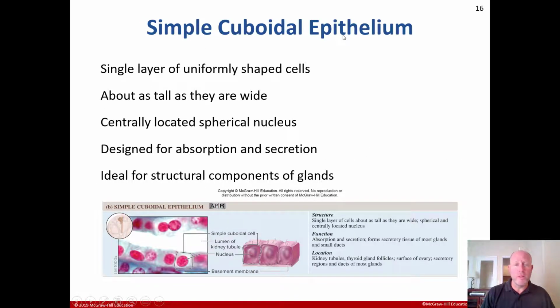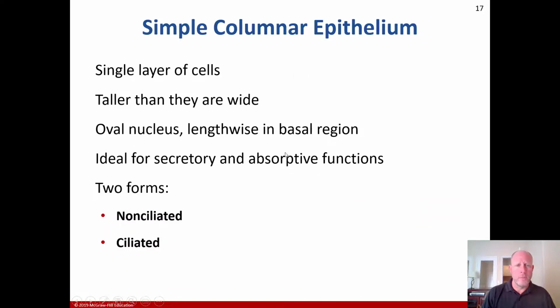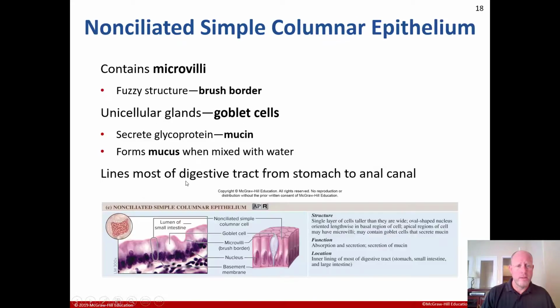The simple cuboidal epithelium, single layer, again, simple. Have these uniformly shaped cubes here. They're about as tall as they're wide. They have a centrally located, spherical nucleus, and are designed for absorption and secretion, and they're ideal for structural components of glands. The simple columnar epithelium, still a single layer of cells, but they're taller than they're wide, with an oval nucleus, and they're ideal for secretory and absorptive functions, and their two forms are non-ciliated and ciliated.